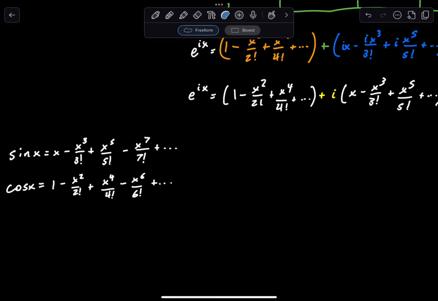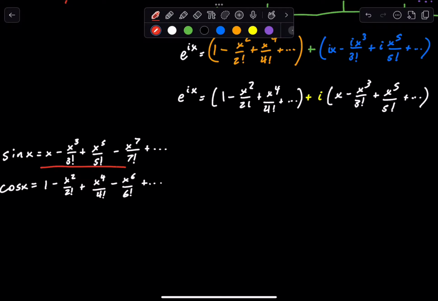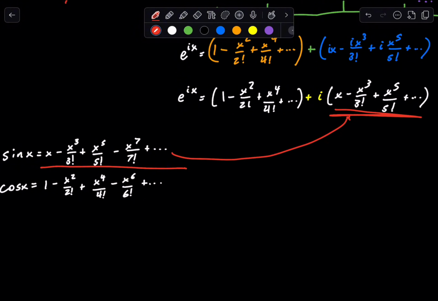What did we say that sine of x is equal to? We said sine of x is equal to x minus x cubed over 3 factorial plus x to the 5th over 5 factorial minus x to the 7th over 7 factorial. That's exactly the same as what we just saw here, this imaginary term. So that means that if these two are equivalent exactly, this is just an i factored out, we can just replace this entire part right here with sine of x.